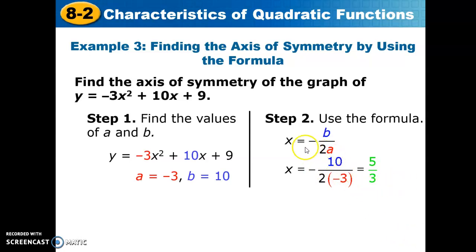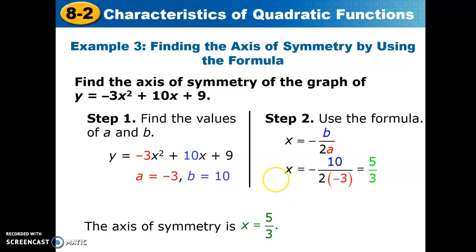This negative in the formula is an overall negative. This whole formula is negative, okay? So if I plug 10 in for b, negative 3 in for a, I get 10 over negative 6, and then the whole thing is negative. So a negative and a negative is a positive. When we reduce it, we get 5/3. So our axis of symmetry is 5/3.